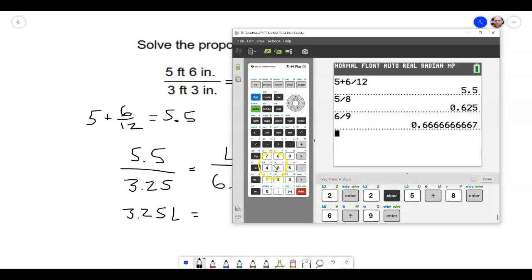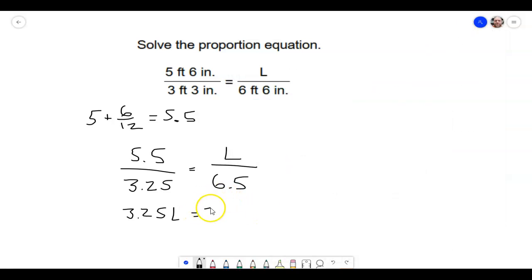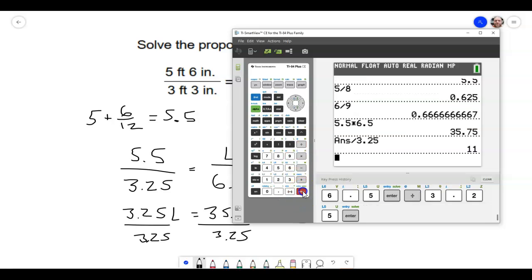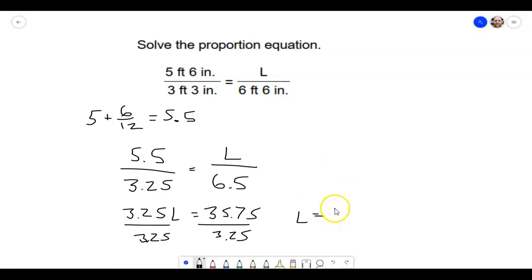Let's do that in our calculator. 5.5 times 6.5. And I get 35.75. And then we divide both sides by the 3.25 to get that L by itself. So our final answer is L is equal to 35.75 divided by 3.25. And I get 11. So that's going to be my length there.